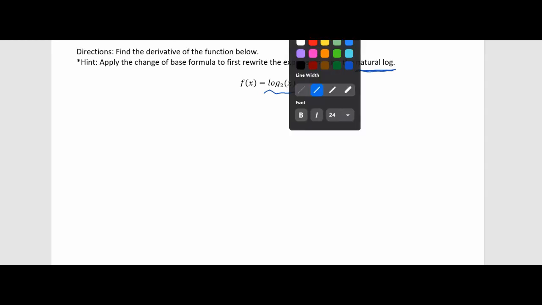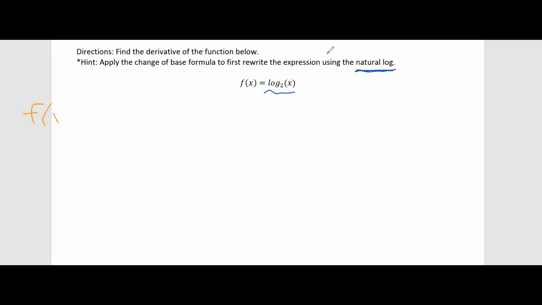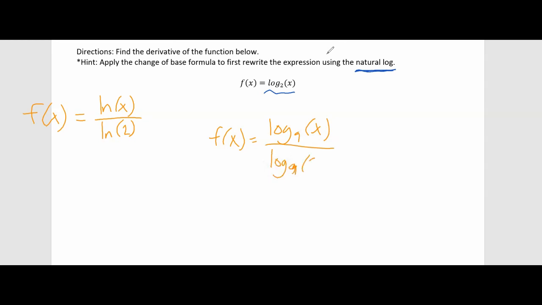Okay, so if I'm going to rewrite this function using the change of base formula, I'm going to get f of x is equal to the natural log of x divided by the natural log of 2. Right? So you take the ratio of your input to your log function over the base of your log function. And you can pick whatever log you want, right? I could rewrite this as f of x is equal to log base 9 of x over log base 9 of 2.